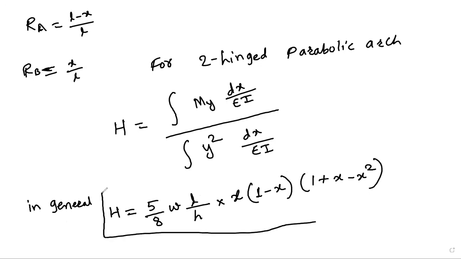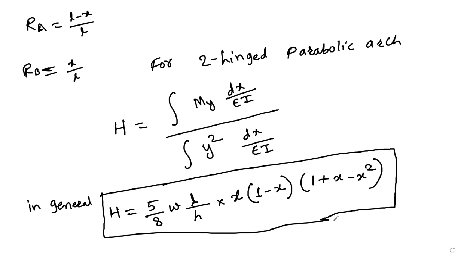So it is a function of X raised to the fourth. It is X into X square, and in the bracket also X square. So H is a function of X to the fourth, that is a quartic curve, right? Now, all of you have written, shall I proceed? Yes, sir.